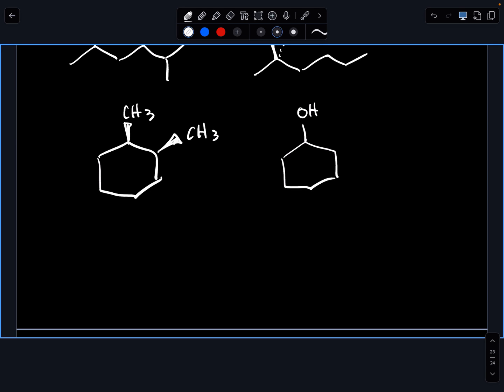So I'd say the times when we absolutely draw the dashed and wedged bonds is when we have stereoisomers possible, like cis or trans, or R and S chiral centers. Then it's really important to show them. Or like geometry. Yes.